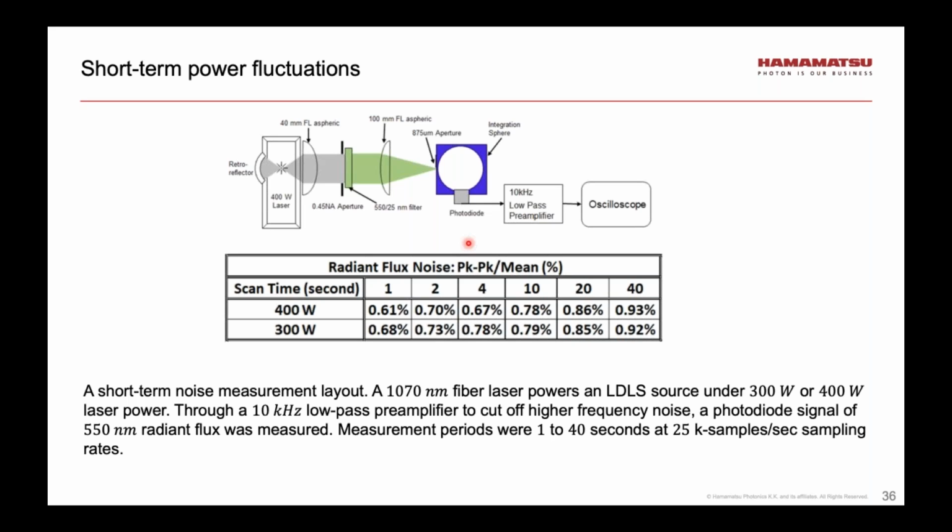One can then conduct short-term fluctuation measurements. And so here we see a setup and peak-to-peak variation in the output power. And we see that for various scan times, observation periods ranging from 1 second to 40 seconds for different laser powers, we get peak-to-peak variation not exceeding 1%.